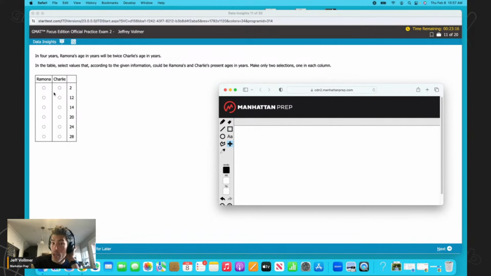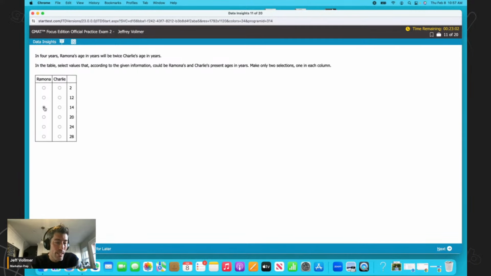Charlie's got to be less than Ramona. So we could just try these out, right? If Ramona's 12, then in 4 years she'd be 16. That would be double 8, which means Charlie is now 4. That's not an option, so we keep going. If it's 14, then in 4 years she'll be 18. That's double 9. And then Charlie would be 5 now. That's impossible. So let's try this. If she's 20, add 4 to get 24. Cut that in half. We get 12. But then Charlie today would be 8, so that doesn't work.